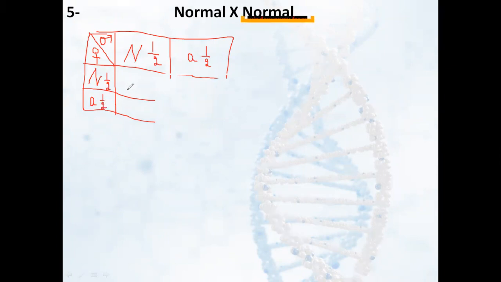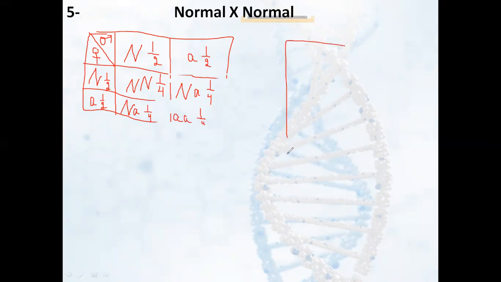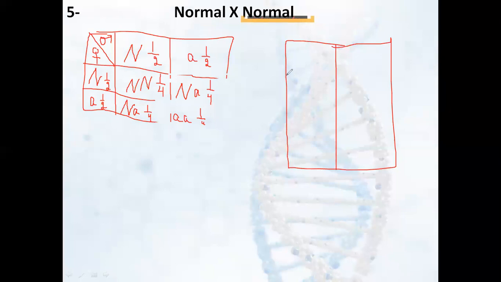So N times N is NN. 1 over 2 times 1 over 2 is 1 over 4. N times a is Na, 1 over 4. We have also Na, 1 over 4, and aa, 1 over 4. Moving to the table of results. We have to fill a table of results with phenotype and genotype. So I'm going to write the genotype and phenotype.